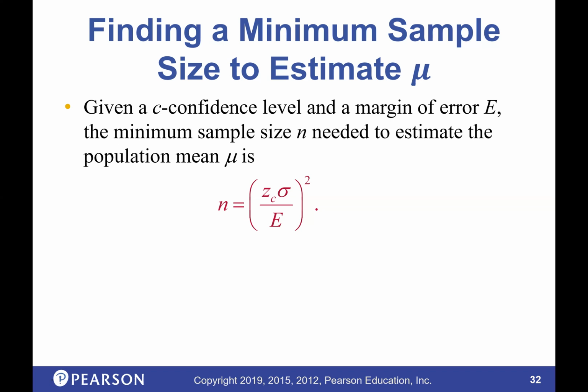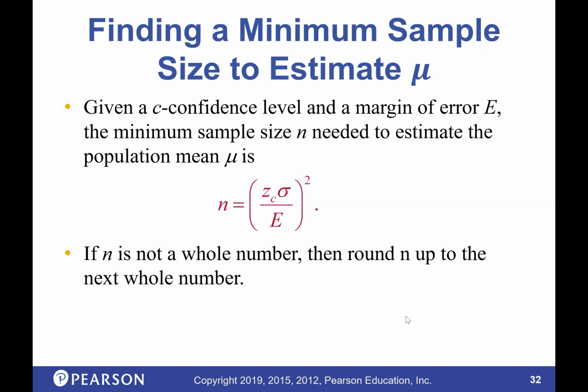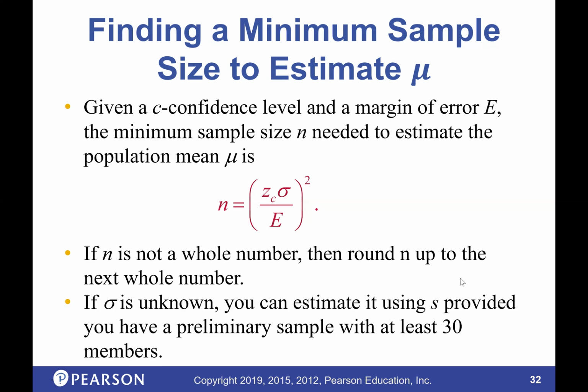So the question is, what's the minimum size needed in order to estimate a certain population mean? So here it is. If n is not a whole number, then we round up to the next whole number. Don't round down. And if the standard deviation is unknown, you can estimate it by using little s. You guys tell me, what is little s right here? So if n is not a whole number, we always round up. If the standard deviation is unknown, you can estimate it by using s, provided you have a preliminary sample with at least 30 members.